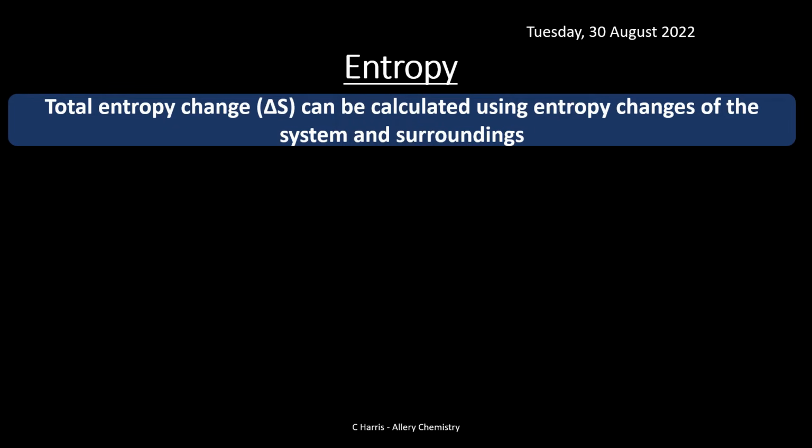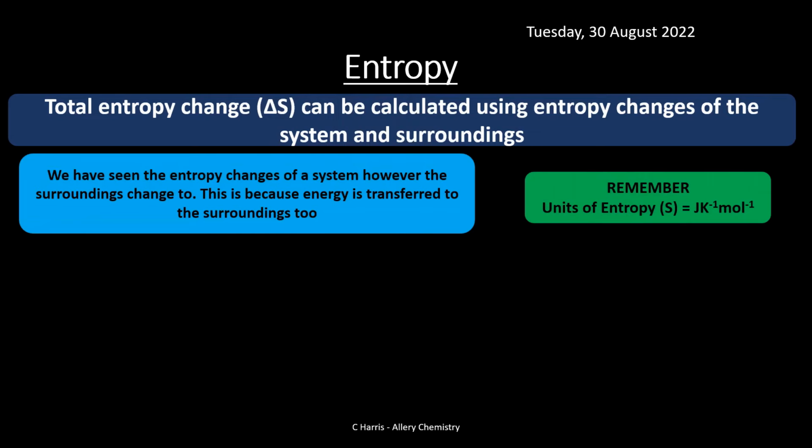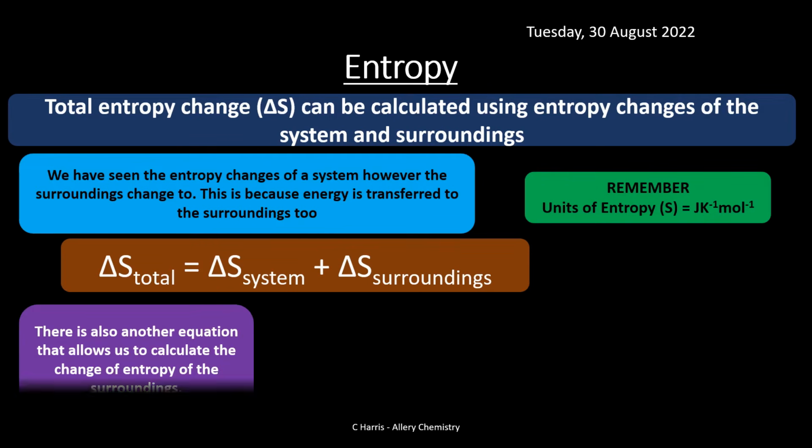Okay, so the total entropy change, delta S, can be calculated using the entropy changes of the system and surroundings. What we've seen so far is the entropy change of a system, so that's within a beaker, for example. However, the surroundings can change too, because heat energy is transferred to the surroundings or away from it, depending on what type of reaction you have. Remember, your entropy units are joules per Kelvin per mole. So the total entropy change of a reaction is the system plus the surroundings.